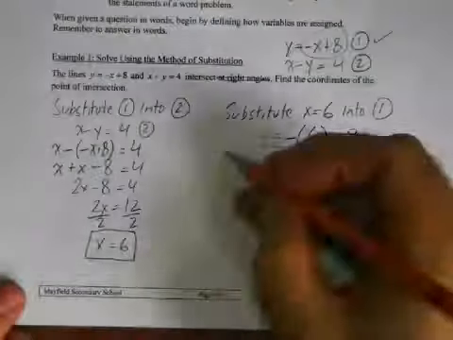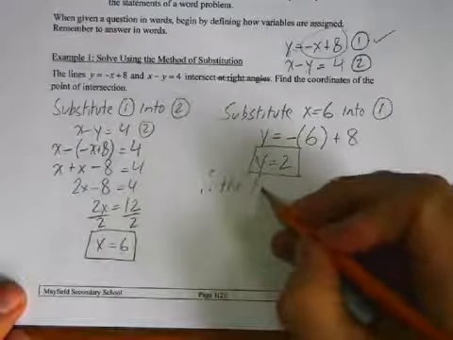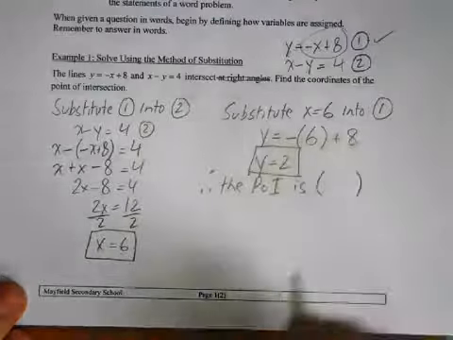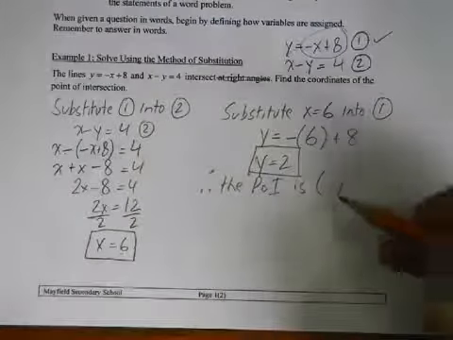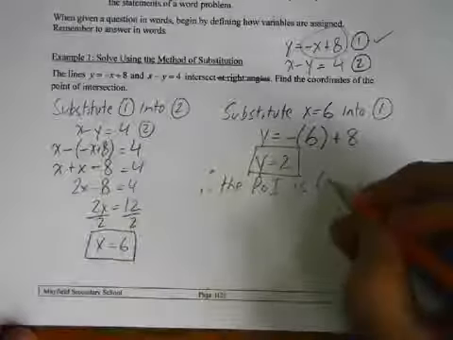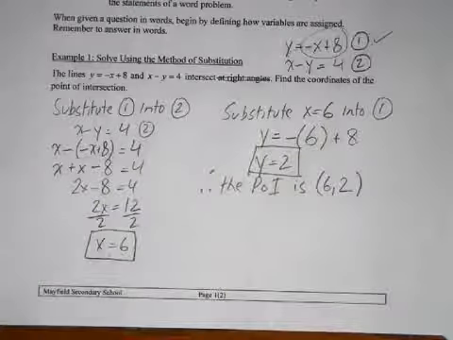Now we can say, therefore, the POI, the point of intersection, is, and I'm going to put it in point form, in coordinates, because this is a point. You always have to put the x first, and then the y, with a comma between, brackets around it, and there's our answer.